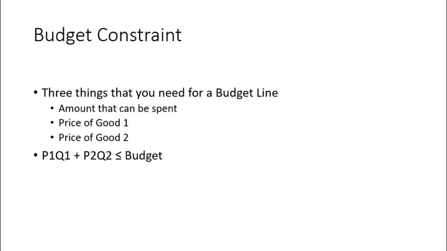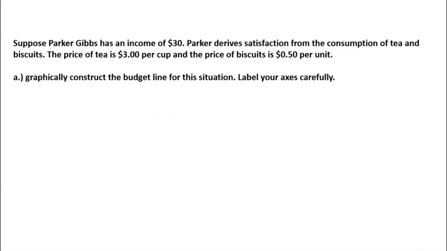So let's take a look at an example question. Suppose Parker Gibbs has an income of $30. Parker derives satisfaction from the consumption of tea and biscuits. The price of tea is $3 per cup, and the price of biscuits is 50 cents per unit. In other words, per biscuit.